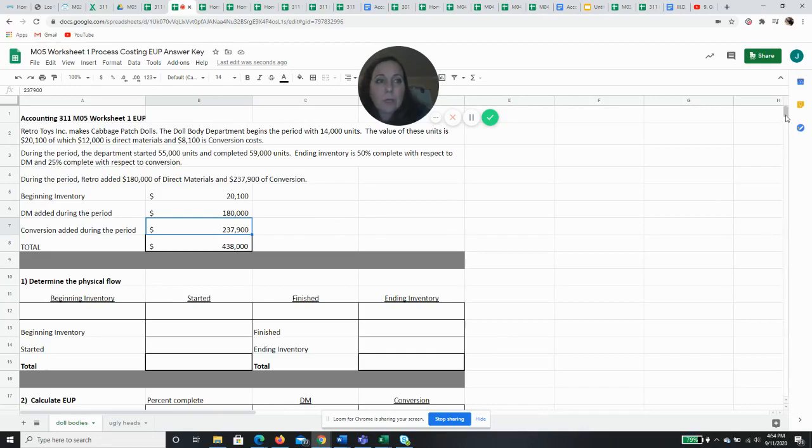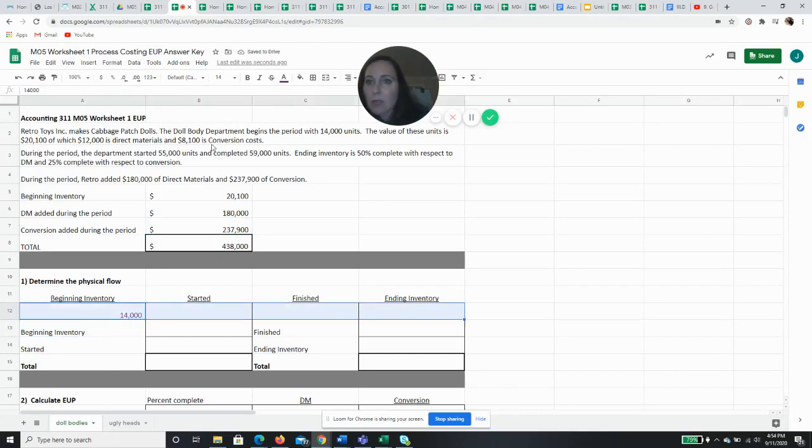Okay, so we are doing the physical flow, and we need to start by figuring out, what do we know? So we know they began the period, and step one, it's all units. There's no dollars in this step, okay? It's all units. So we're looking for clues about the units. So we started with 14,000 units. So that was our beginning inventory, right? Whatever we started with, that's our beginning inventory.